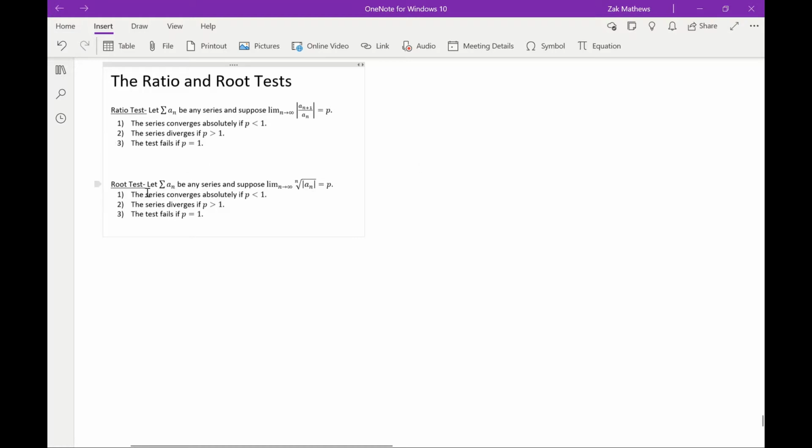The root test: let the summation of a_n be any series, and suppose that the limit as n goes to infinity of the nth root of the absolute value of a_n is equal to p. Again, the three cases: p is less than 1, p is greater than 1, p is equal to 1, and the same three statements are true. If p is less than 1, the series converges absolutely. The series diverges if p is greater than 1, and if p is equal to 1, the test fails. So in both those third options, we can see these tests can fail.